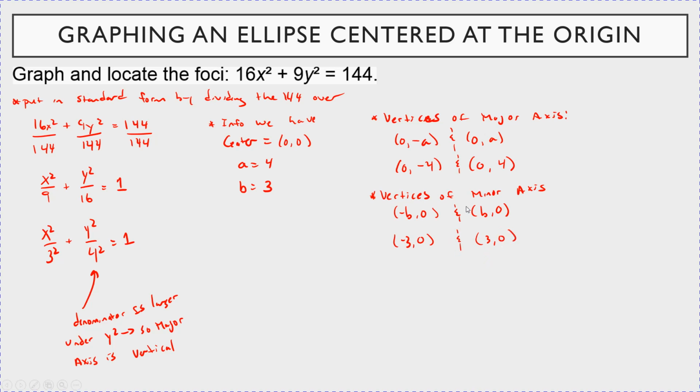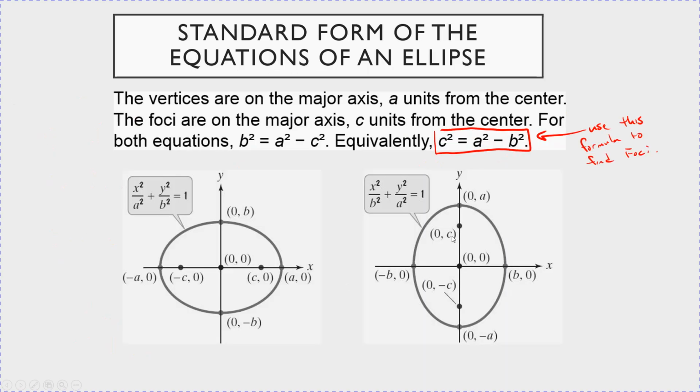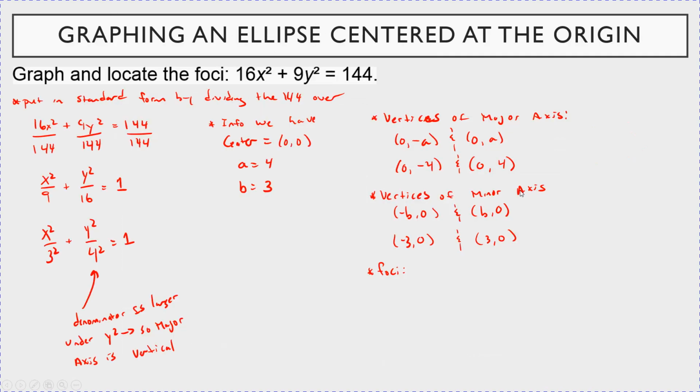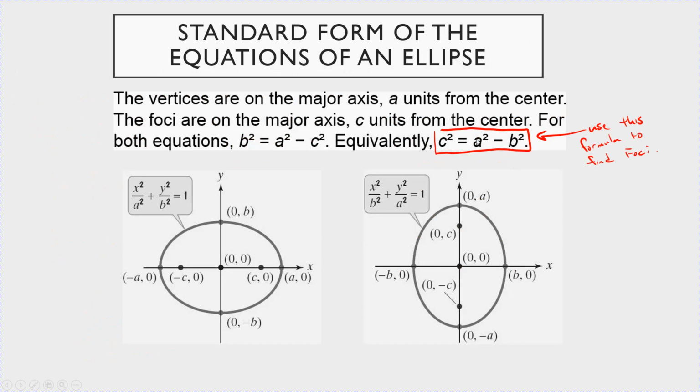Do you remember how I said you needed the 4 points to graph? Boom, boom, boom, boom. But it did also ask you to locate the foci, so just to have these extra points here. Because we said it was a vertical elongation here, the foci are going to be the points 0, comma c and 0, comma negative c. But what you have to do is find c. And so this is where you find c.